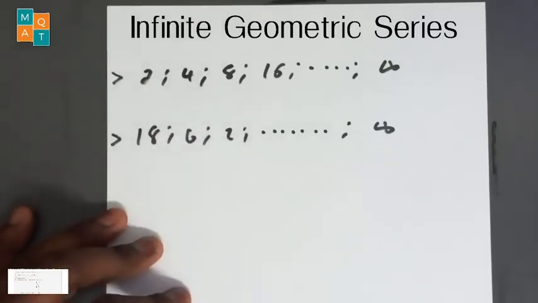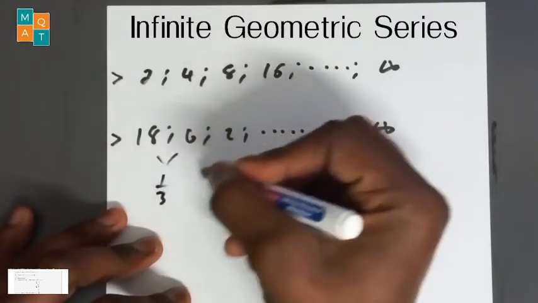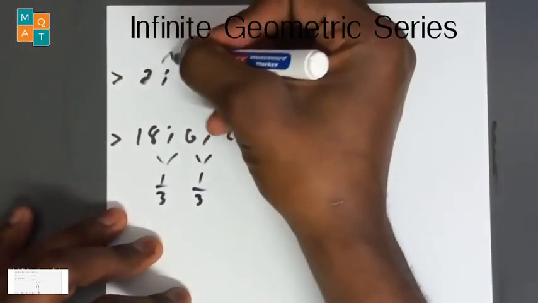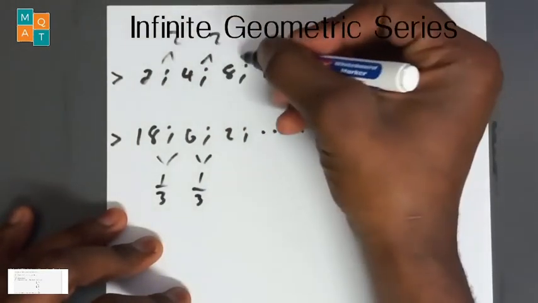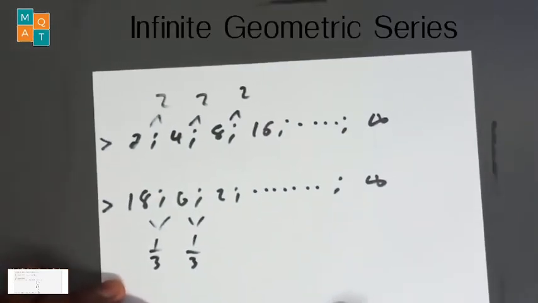Let's just continue. Here we've got 1 over 3, here we've got 1 over 3. Just keep that in mind. For the first series, here we've got 2, and here we've got 2. Don't forget how we get these values: we divide the second term by the current term. It's very important.